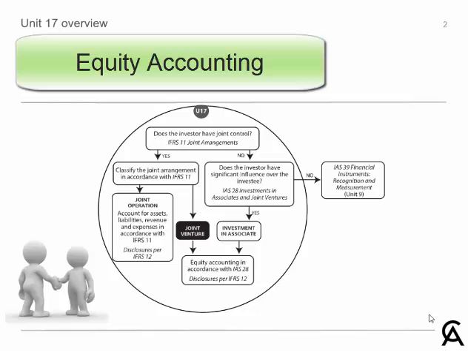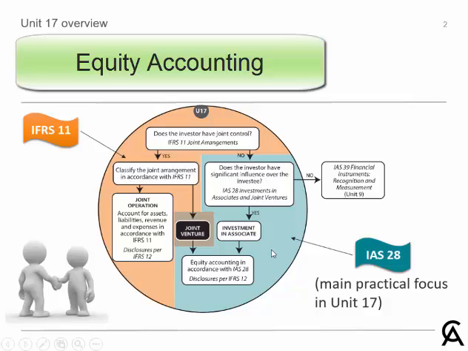So this diagram is taken from the intro to Units 15 to 17, and you'll see on the left-hand side, this is from IFRS 11, Joint Arrangements, and we're deciding whether the joint arrangement is either a joint operation or a joint venture. In this unit, we're more focused on joint ventures as they're seen more commonly in practice. And also, the major focus in this unit is where we have investments in associates. So that's where, say, a 40% interest in another entity gives rise to what we call significant influence.